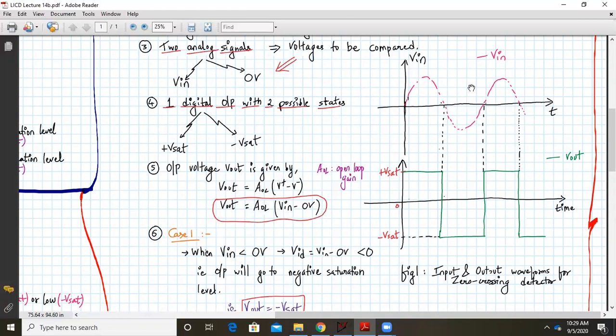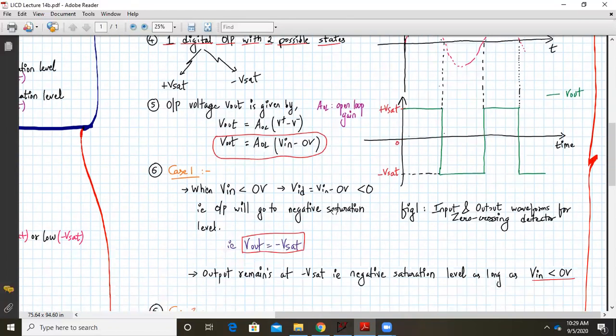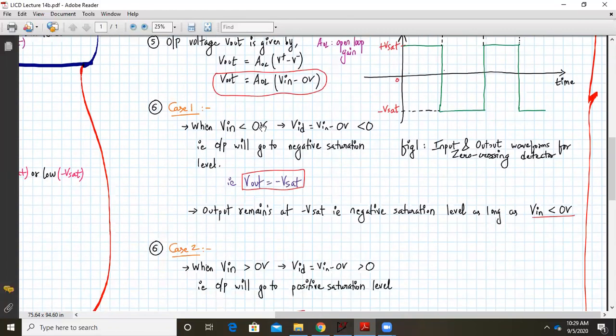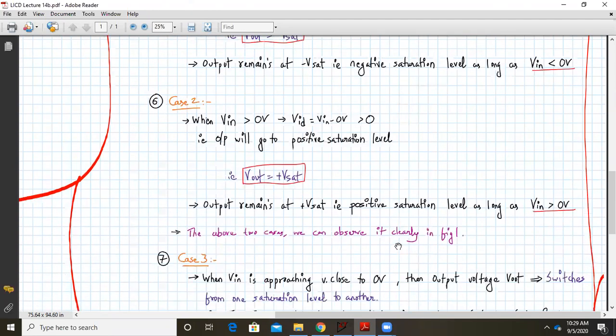So basically it is as if the circuit is detecting whenever the input is crossing 0, and at that time it is changing the state. That is the whole meaning of zero crossing detector. Again, I've described it in cases. When V in is less than 0, VID is less than 0, the output will go to negative saturation, so output will be at minus Vsat. It will remain there as long as V in is less than 0 volts. For case number 2, when V in is greater than 0, the output will be at the plus saturation level. V out will be at plus Vsat, and the output will remain in that state as long as V in is greater than 0 volts.